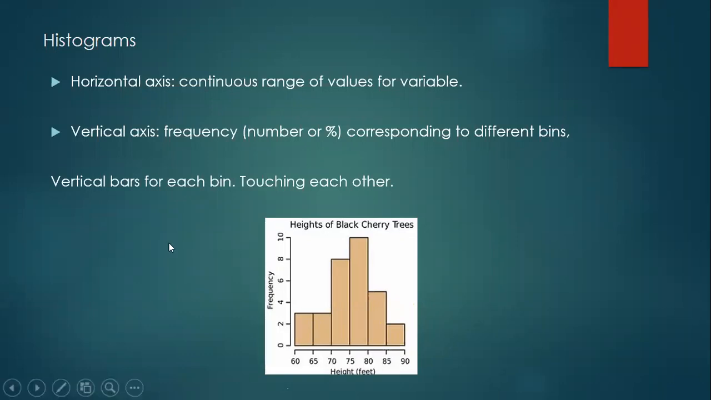You realize that there's a difference between the histogram and the bar chart. In the histogram, the vertical bars for each bin are touching each other, but for the bar graph, they don't touch. So that's the difference between the bar graph and the histogram. The histogram, as I said, is used when you have a large amount of data, so 20 or more, and so forth.